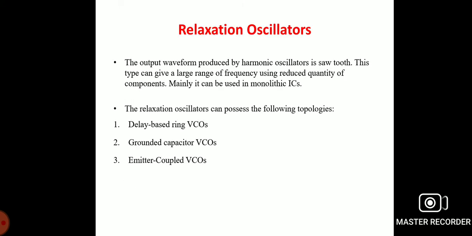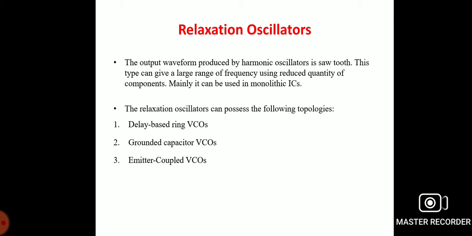And we move to the relaxation oscillator. The output waveform produced by the relaxation oscillator is sawtooth. This type can give a large range of frequency using a reduced quantity of components. Mainly it can be used in monolithic ICs. The relaxation oscillator can possess the following topologies, that is, delay based ring voltage controlled oscillator, grounded capacitor voltage controlled oscillators, emitter coupled voltage controlled oscillators.